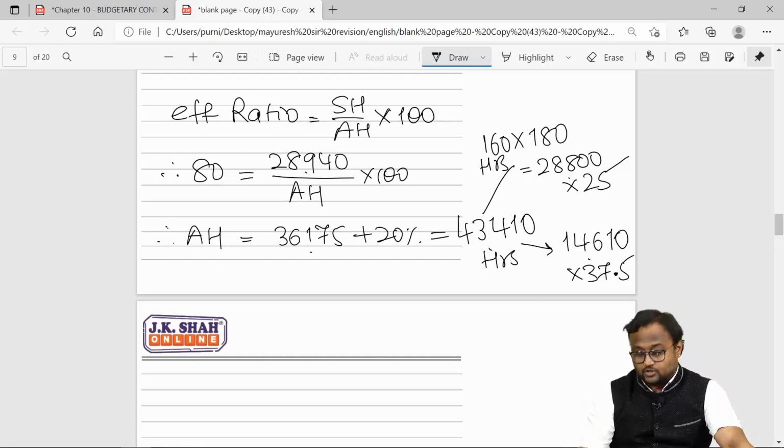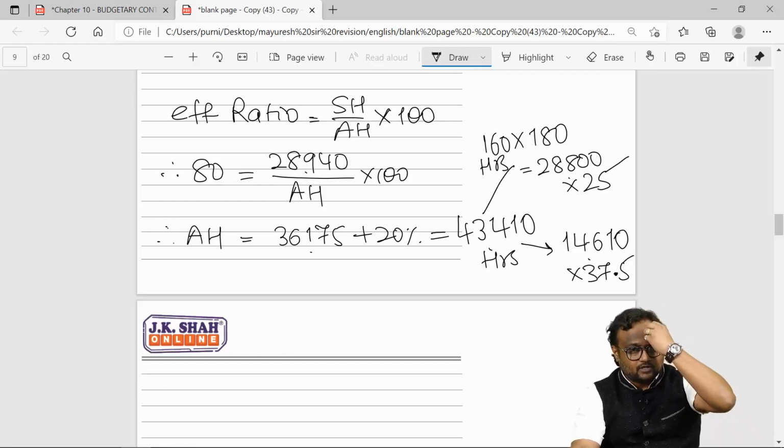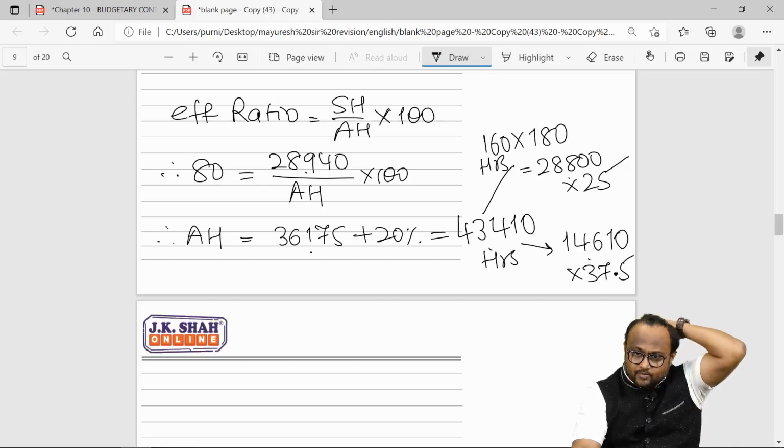43,410 hours you are supposed to work for. You are supposed to pay them for. See, actual work is of 28,000 hours. Being 80% efficient, they will be taking 36,000 hours, plus 20% time is given as downtime. So 43,410 hours are required to be paid for.